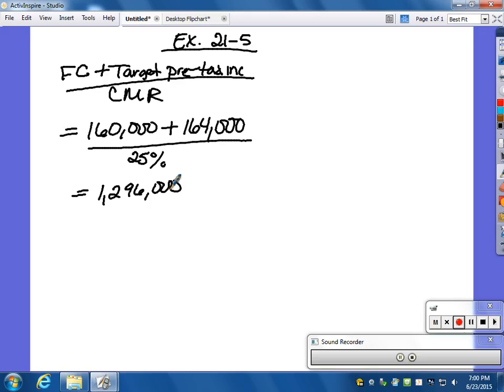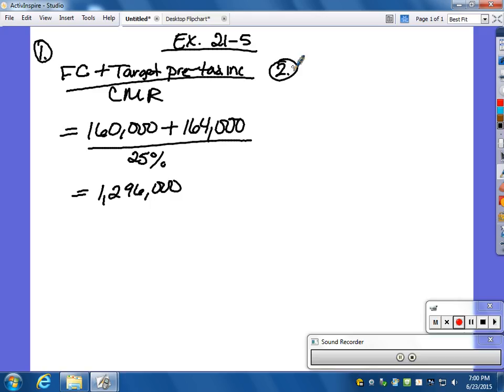$1,296,000. All right, the second part asks for us to find out the total variable cost. How are we going to find total variable cost? Part one. How do you find total variable cost? You got everything except for variable cost, so it makes sense for you to do what?